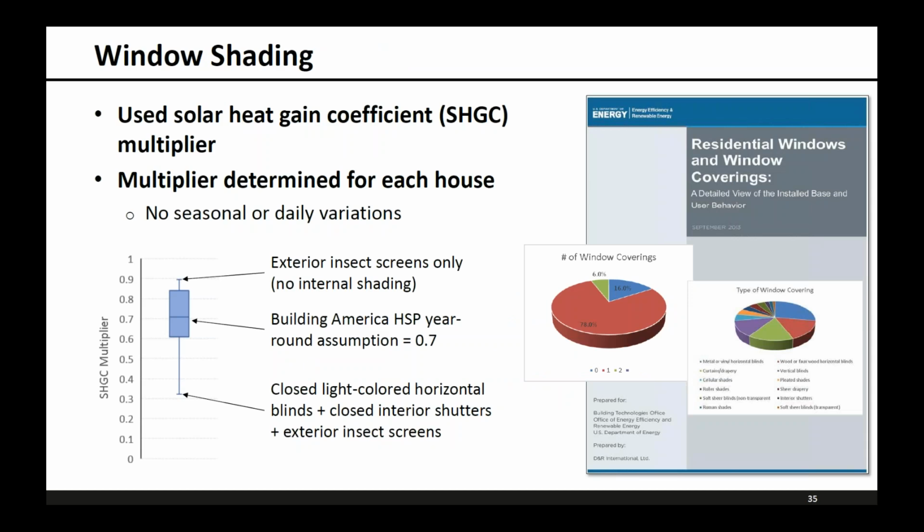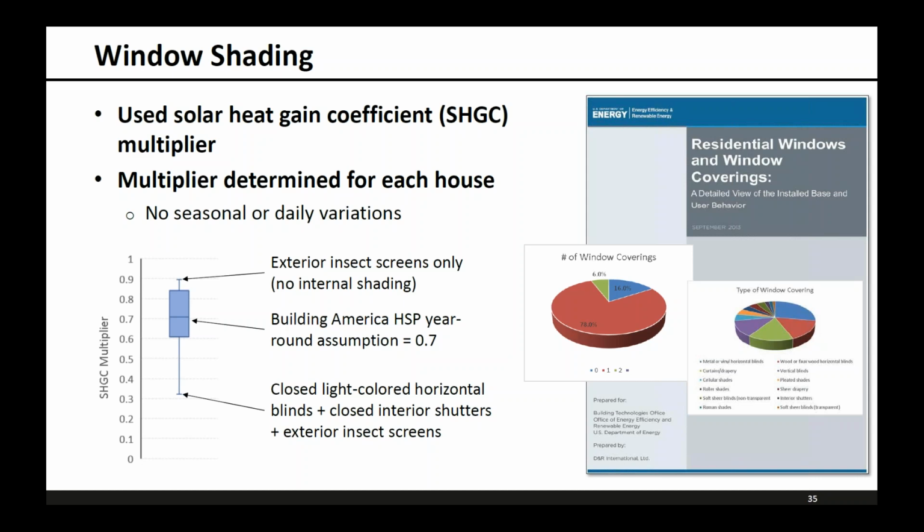Okay, so moving on to window shading. In order to model the window shading effect, we used a solar heat gain coefficient multiplier to reduce the amount of solar heat gain through the windows. We pulled our data for this from a DOE study that gave us the distribution and the number of window coverings per window, the different types of windows, and how common the different types of window coverings were.